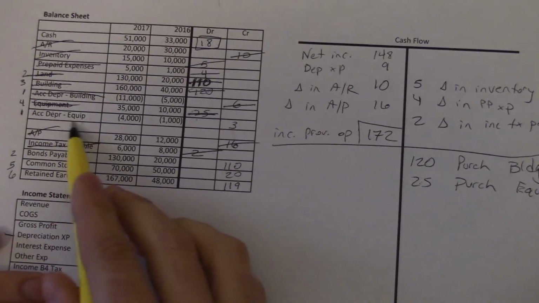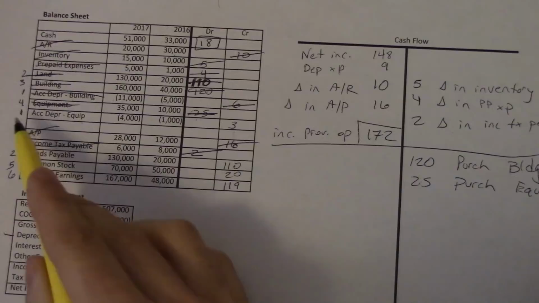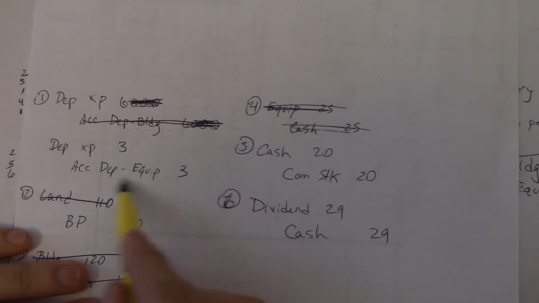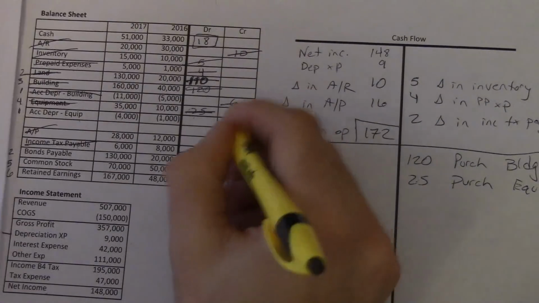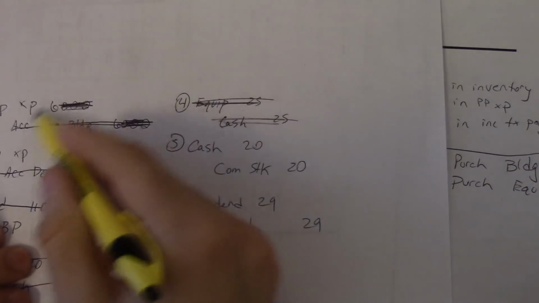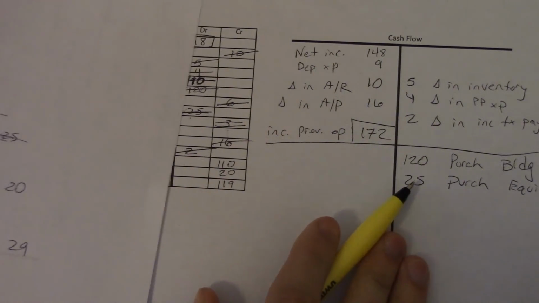Okay, going back to accumulated depreciation on the equipment now. We've got a credit of 3. Journal entry number 1. So here's the accumulated depreciation on the equipment. Credit of 3. That explains that. And again, there's no cash involved in this journal entry, so nothing occurs in our cash flow account.